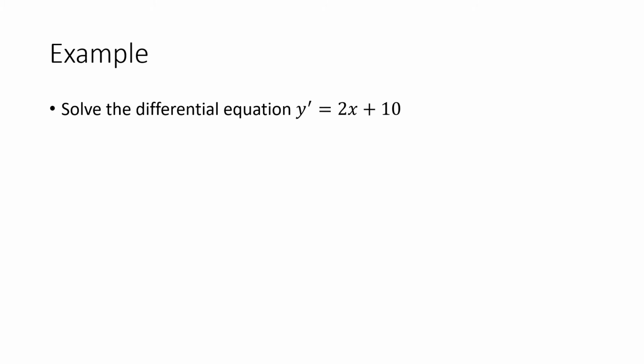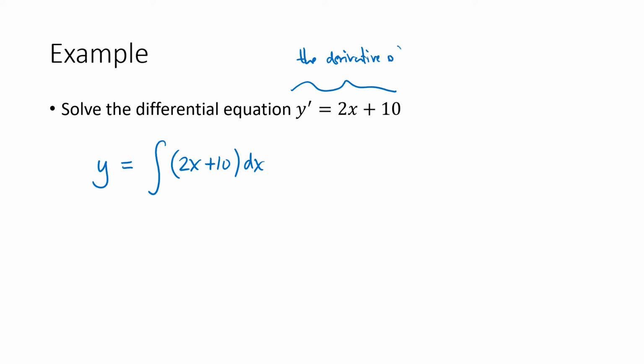So let's do an example. Suppose we want to solve the differential equation y prime equals 2x plus 10. Well, then y is going to equal the antiderivative of 2x plus 10. Because what this equation is saying is that the derivative of y, that's what y prime is, is 2x plus 10, and then the question is, what's y? And this is exactly the antiderivative question that we were talking about in the previous video.